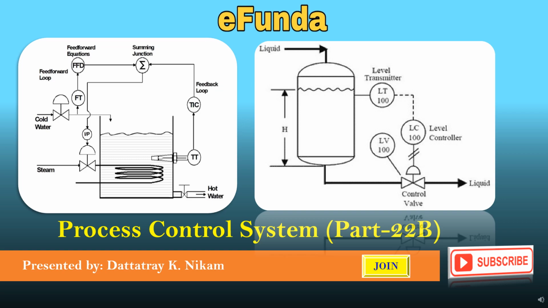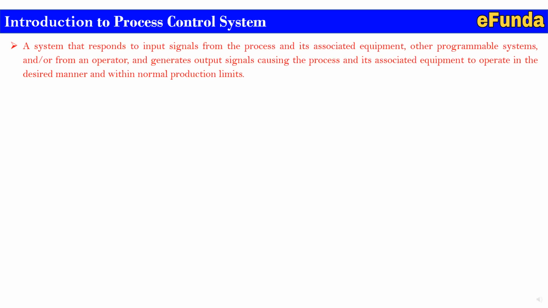Let's begin with our today's topic. Introduction to Process Control System. A system that responds to input signals from the process and its associated equipment, the other programmable systems and or from an operator, and generates output signal causing the process and its associated equipment to operate in the desired manner and within normal production limit.